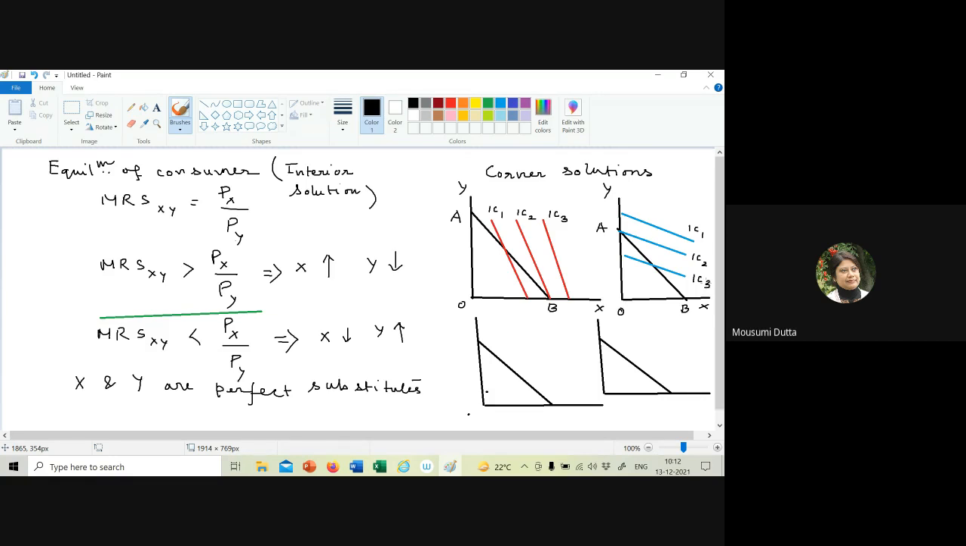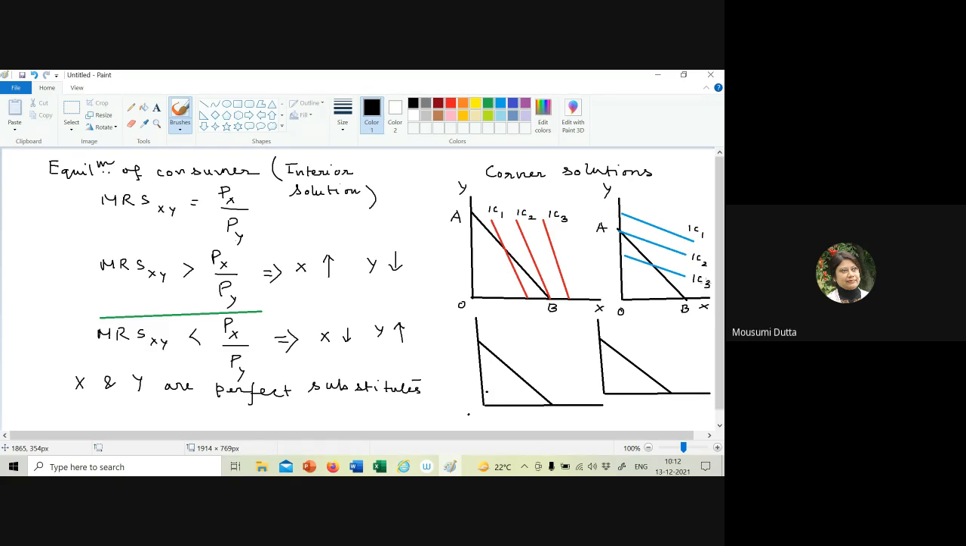The curves are linear, indicating the commodities are perfect substitutes. However, all along the budget line, the ICs are flatter than the budget line.